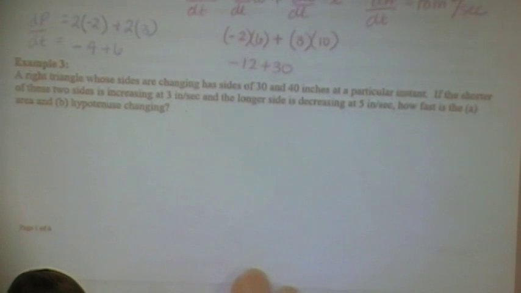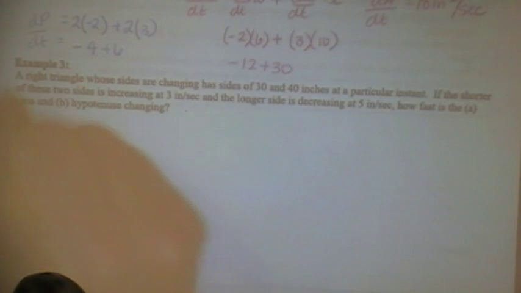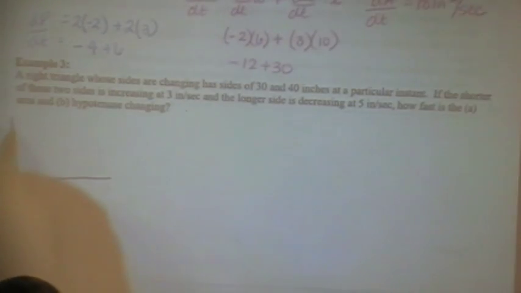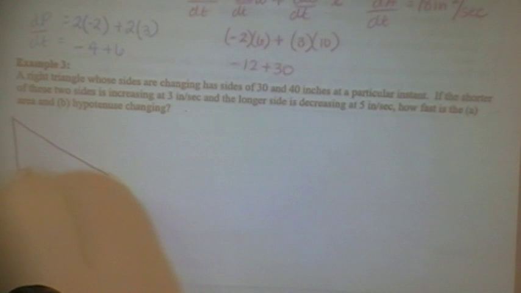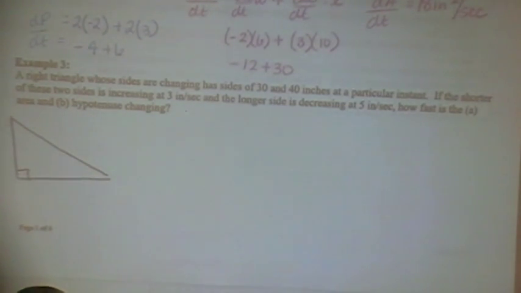On example 3, they gave us a right triangle, so I'm going to draw a picture. Whose sides are changing. It has sides of 30 and 40 inches at a particular instant. So those are instantaneous legs or sides. If the shorter of these two sides is increasing at 3 inches per second and the longer side is decreasing at 5 inches per second, how fast is the area and the hypotenuse changing?